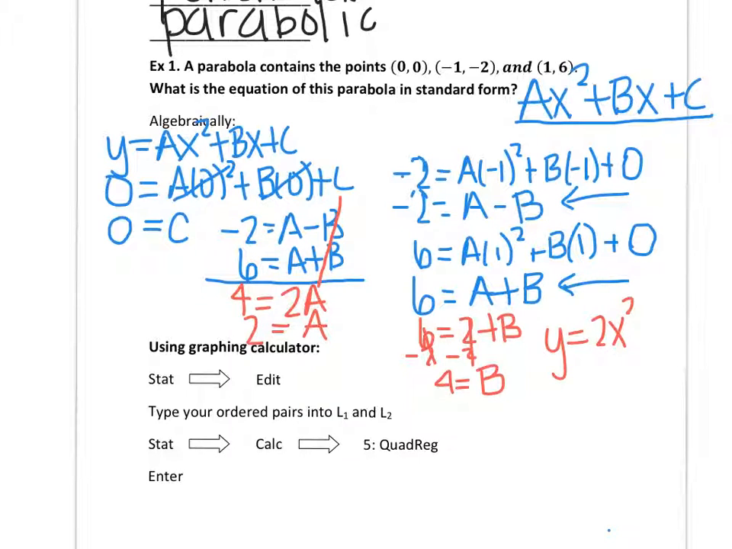2x squared plus 4x plus 0. But I'm not going to put the 0. So this right here is my final answer. Okay, that's the equation that represents that parabola. So that's how you do it using algebra.